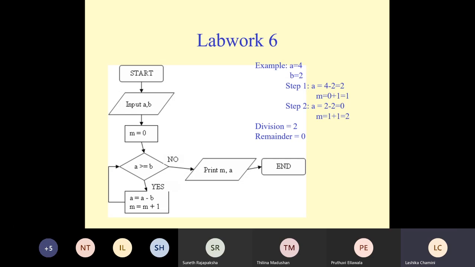So again, we are going to the decision structure and we are checking whether the value of A is greater than or equal to B. But now the value of A is 0 and the value of B is 2. So now this condition is not satisfied.